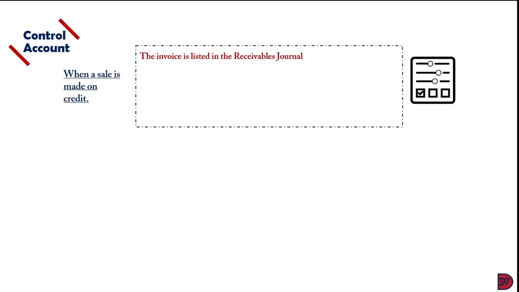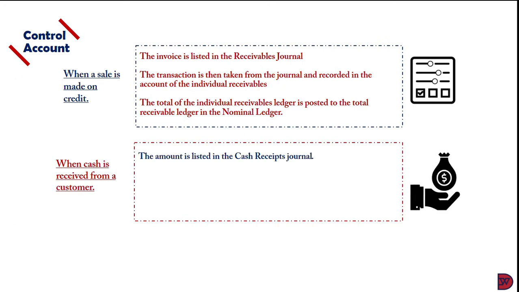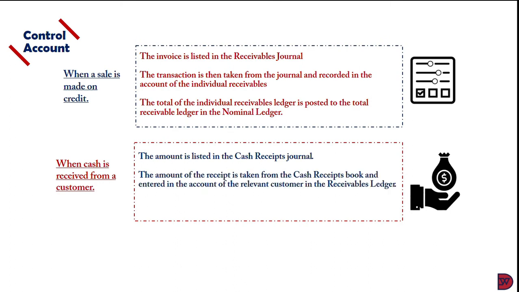Control account. When a sale is made on credit, it will be first recorded in the receivables journal. The transaction will then be moved from the journal and recorded in the account of the individual receivables. Then the total of the individual receivables ledger is posted to the total receivables ledger in the nominal ledger. Now, when the sale is made and cash is received from the customer, the amount is first listed in the cash receipts journal. The amount of the receipts is now taken from the cash receipt book or journal and entered into the account of the relevant customer in the receivables ledger. Then the total of the cash receipt book is now posted in the nominal ledger.